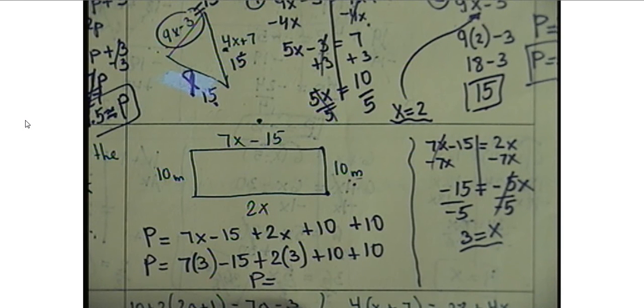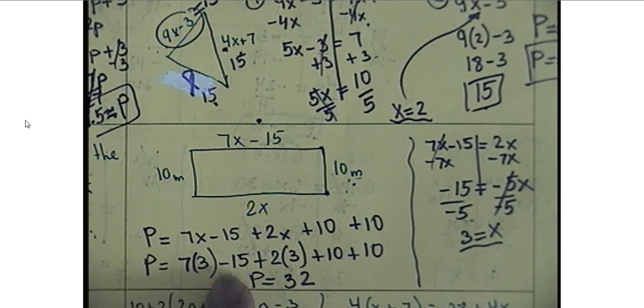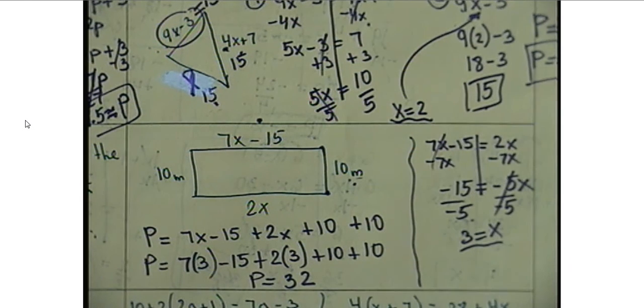So 7 times 3 minus 15 plus 2 times 3, and one second, I need to use 2 times 3, okay, and then plus 10 plus 10. Okay, and this will give us a total of 32. So 7 times 3 is 21, minus 15, 6, plus another 6, 12, plus 10, plus 10, total of 32. The perimeter is 32. And that will be the end of the video.